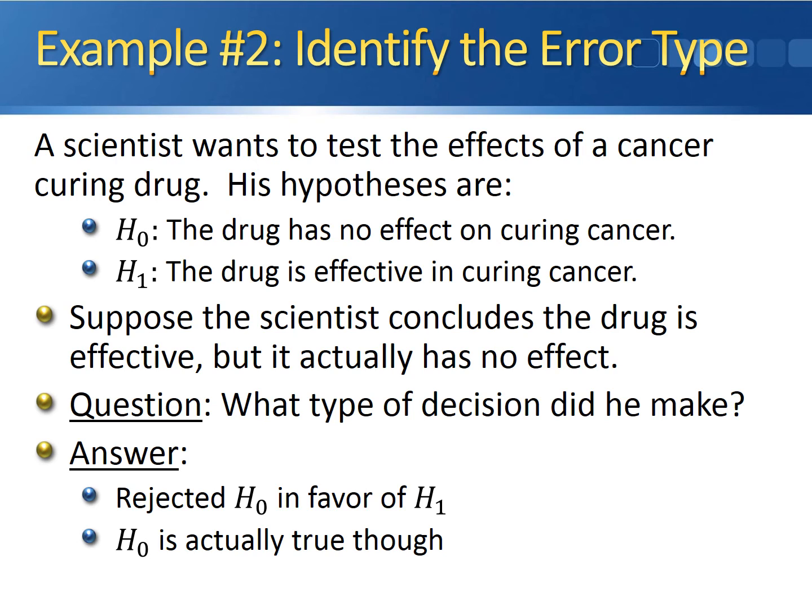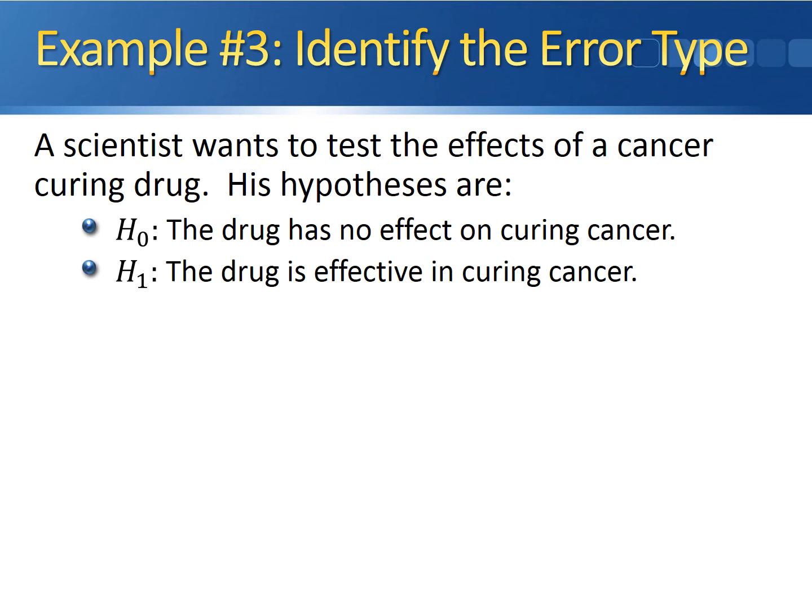So in this case, his evidence led him to reject the null hypothesis in favor of the alternative. But the null hypothesis was actually true. This is an example of a type 1 error. We reject a true null hypothesis incorrectly.